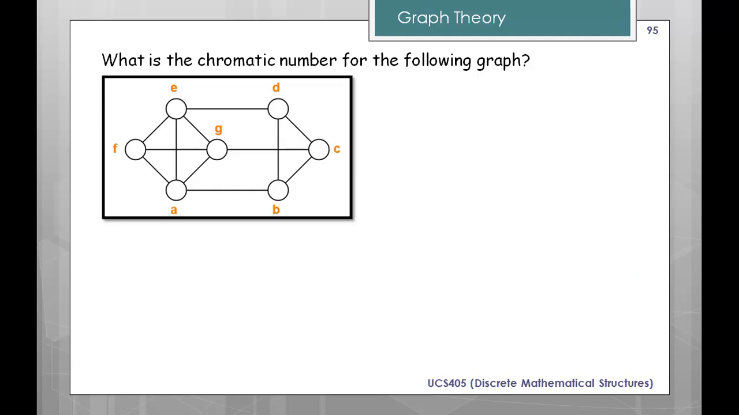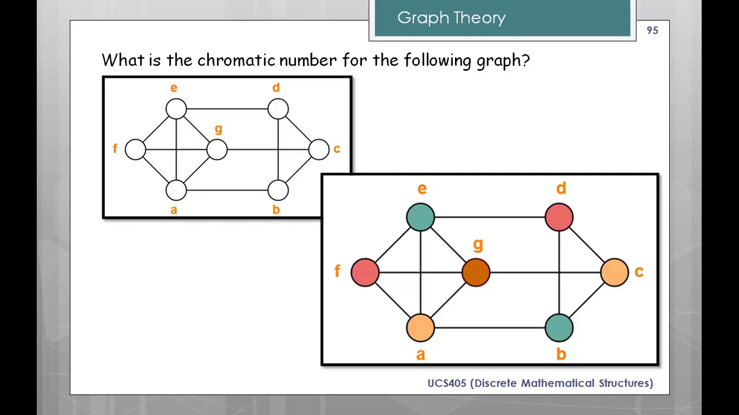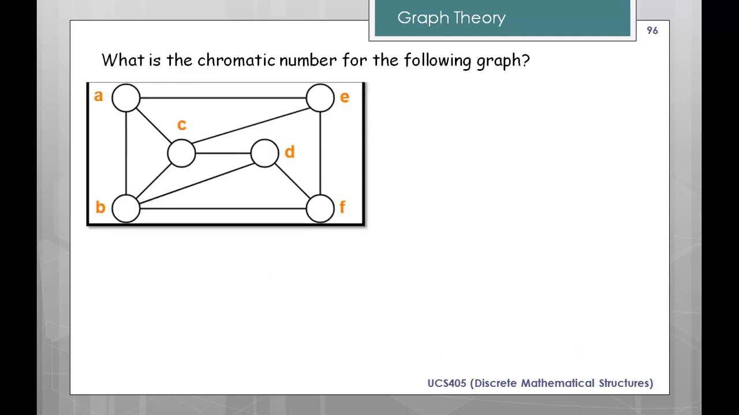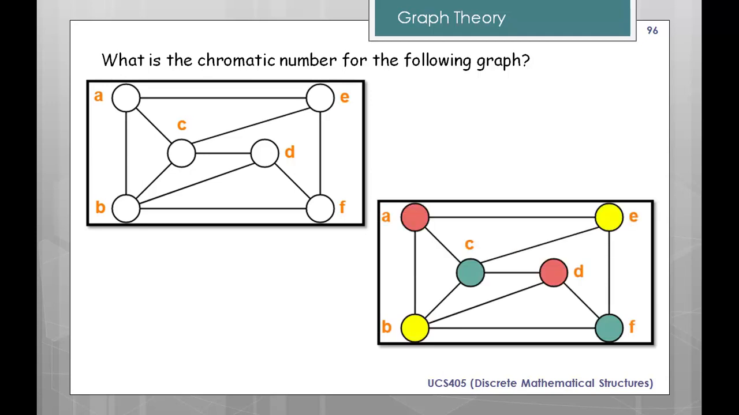Next is, what is the chromatic number for the following graph? Same way, if we give one color to this node, that color will not be assigned to E, G and A. So in this case, we require 1, 2, 3 and 4. 4 colors are required for this graph. Next, what is the chromatic number for this graph? We require 3 colors. You can check it: if adjacent nodes don't have a common color, then that is the chromatic number for this graph.